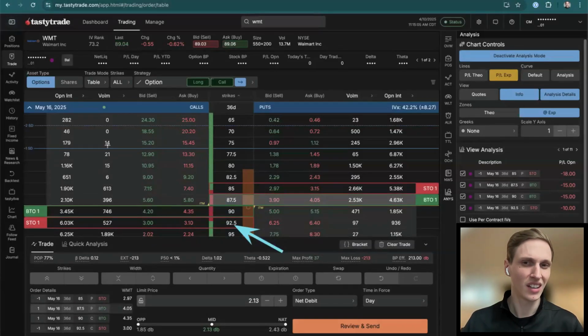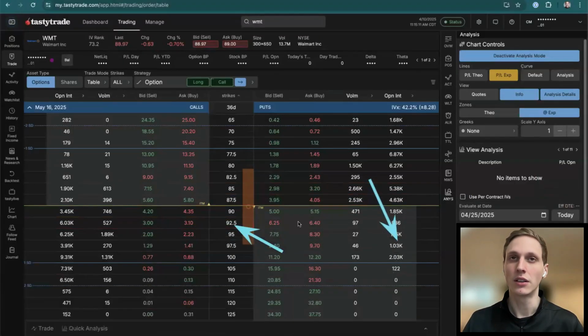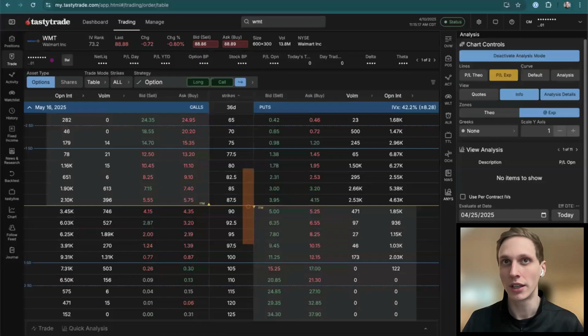And if you think, I don't really want any of these legs, you can always go to clear trade here in the top right corner. That's just going to get all those different legs deleted. This is just staging the trade, by the way. We're not placing the trade in any fashion. We're just setting it up.